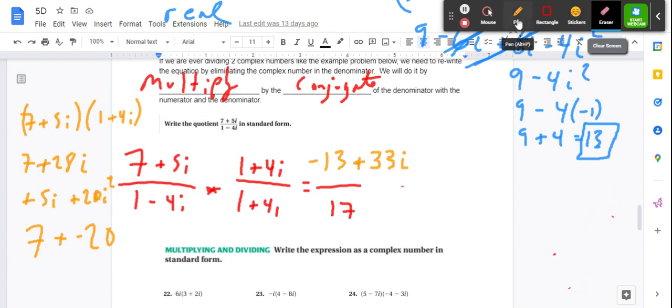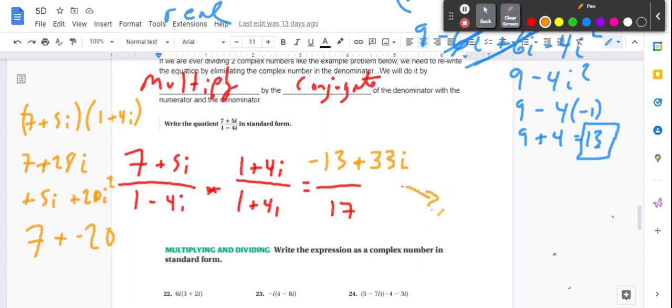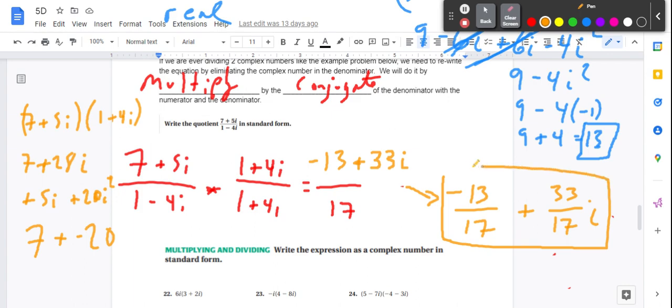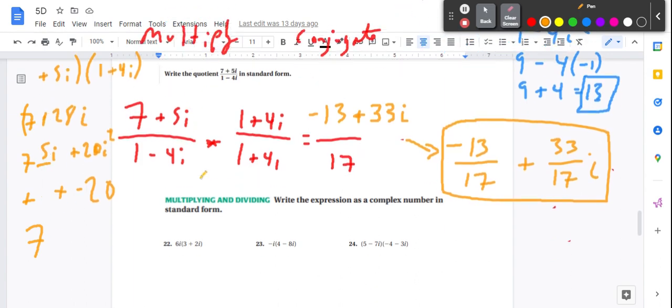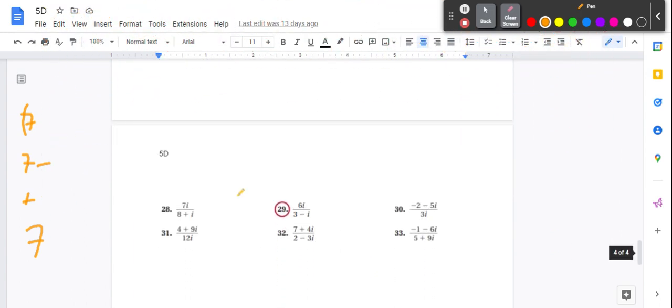And then to really put it in standard form once we're all done with it, it would be negative 13 over 17 plus 33 over 17 i. And there you have your complex number written in standard form, all cleaned up. So the conjugate applies here when we're dividing by these imaginary numbers, and it cleans all that up, particularly on these last couple problems.